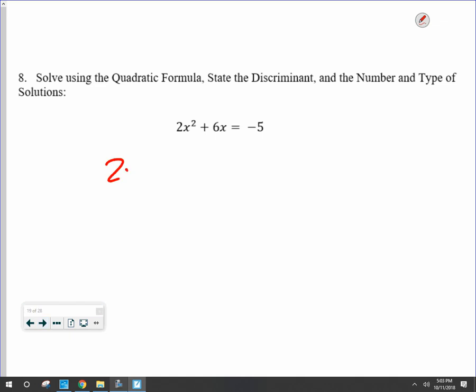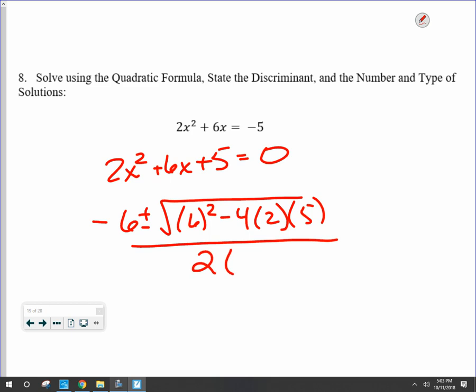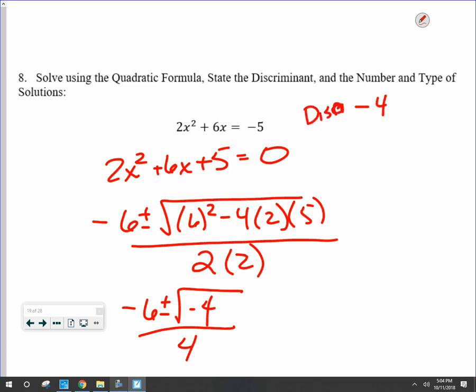We'll try it again. Again, if you are doing the quadratic formula, it must equal 0. Negative b plus or minus the square root of b squared minus 4ac, all over 2a. So I get negative 6 plus and minus. Again, we have to find the discriminant inside there. You get negative 4 as your discriminant: 36 minus 4 times 2 times 5. That means negative 4 is the discriminant, and that means there are 2 imaginary solutions.